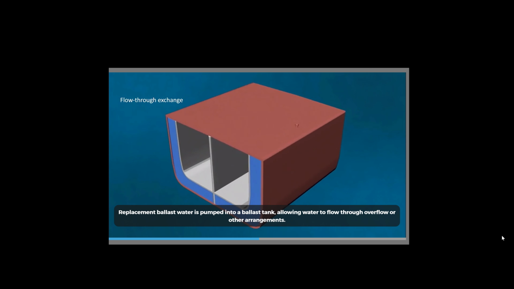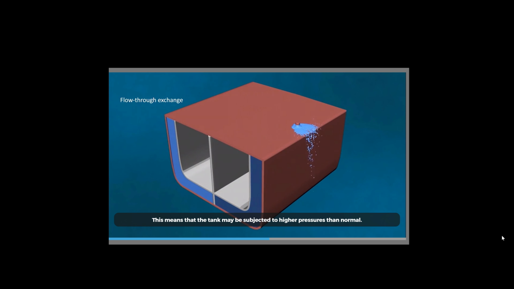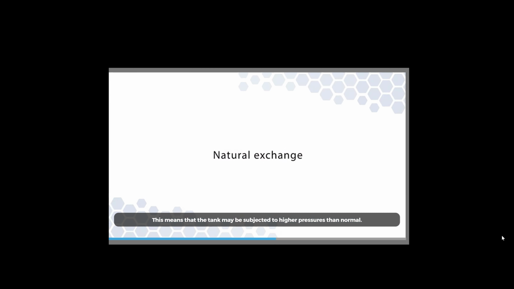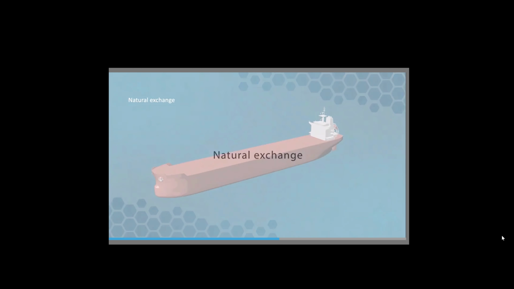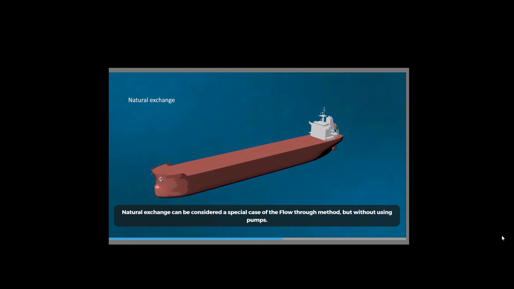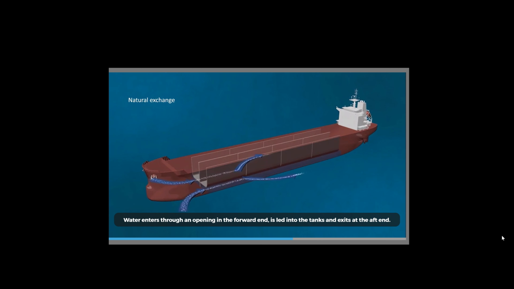In the flow-through method, replacement ballast water is pumped into a ballast tank, allowing water to flow through overflow or other arrangements. This means that the tank may be subjected to higher pressures than normal. Natural exchange can be considered a special case of the flow-through method, but without using pumps. Water enters through an opening in the forward end, is led into the tanks and exits at the aft end. This method is limited to tanks below the waterline.